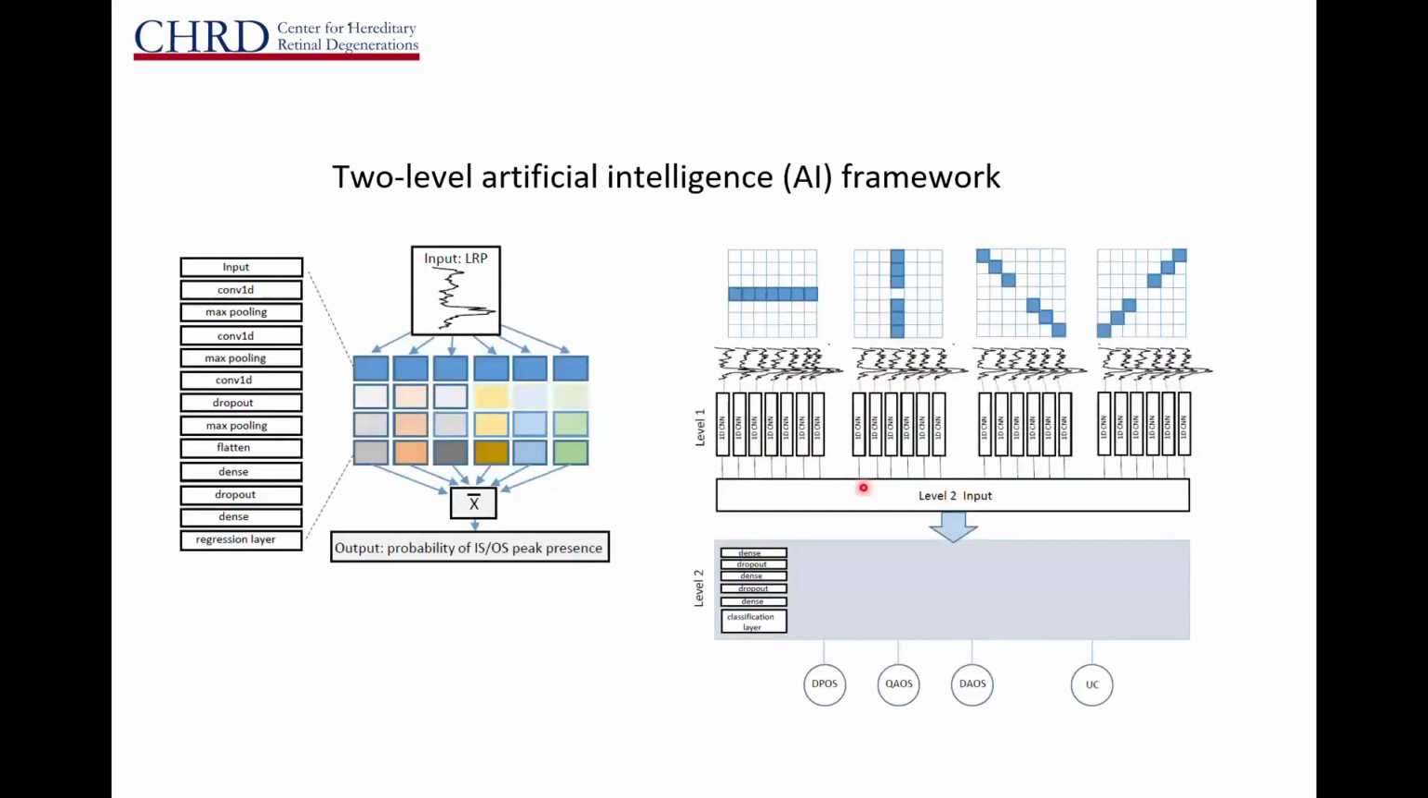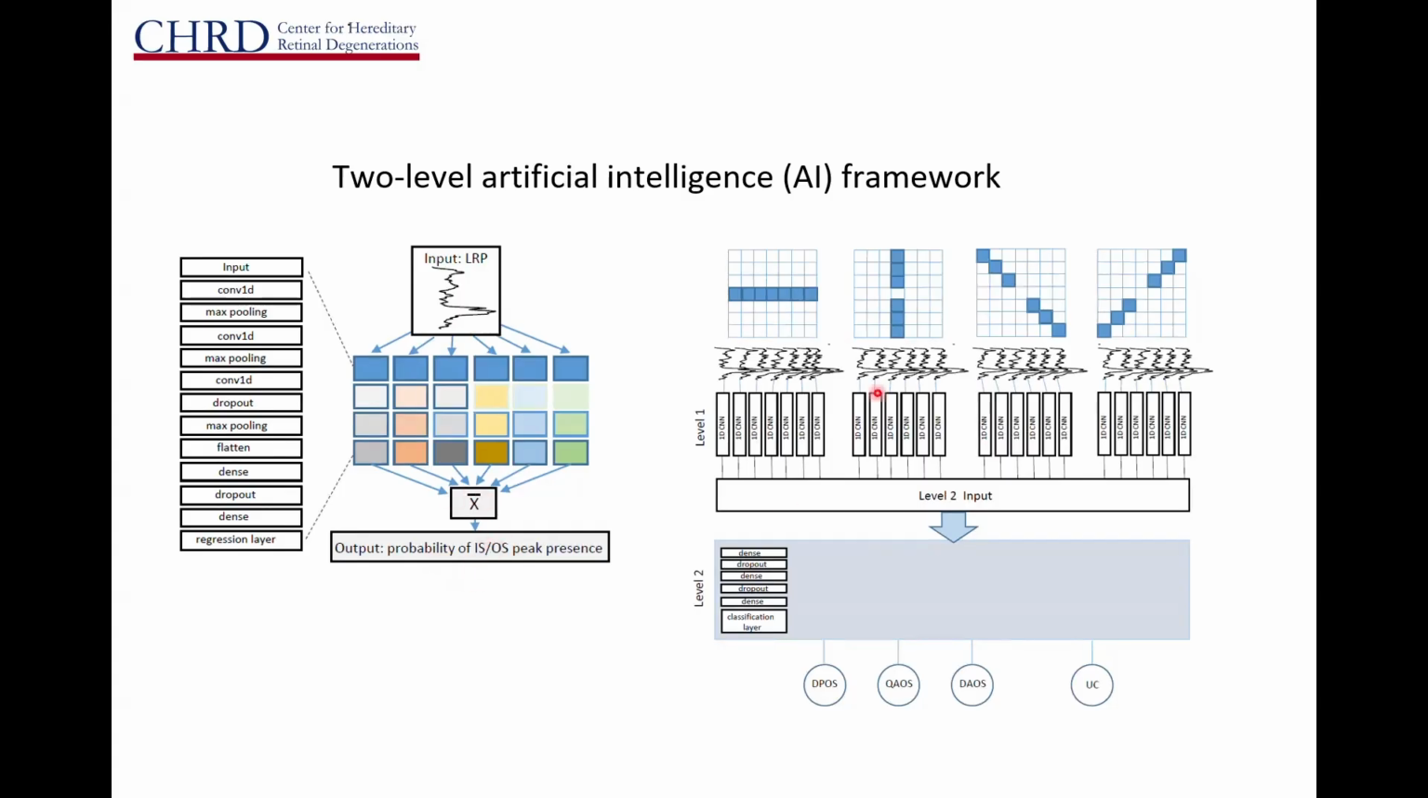The next thing we need is, we have a lot of data, and it's very time-consuming and sometimes impossible to do that manually. So we formed a two-level artificial intelligence framework. Level one is a typical CNN that looks at each LRP. These are the reflectivity profiles across an OCT looking into depth. And at each location, it outputs the probability between 0 and 1 of whether the ISOS peak, this junction between inner segments and outer segments, is present or not.